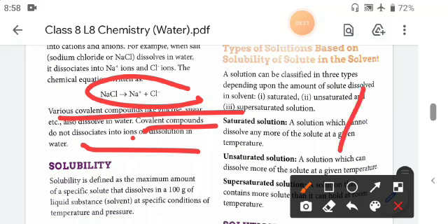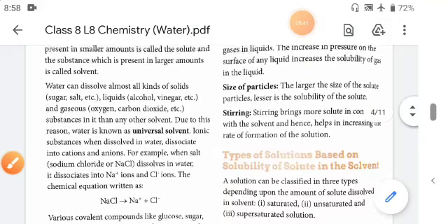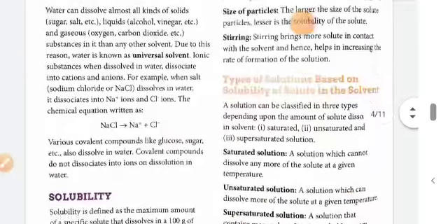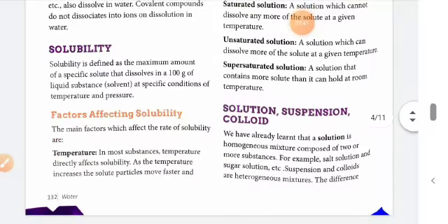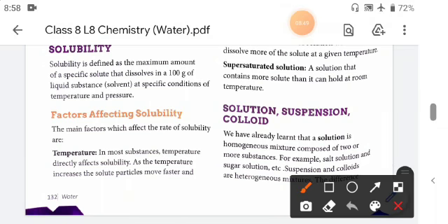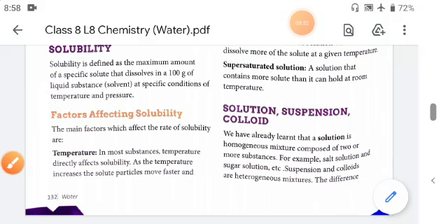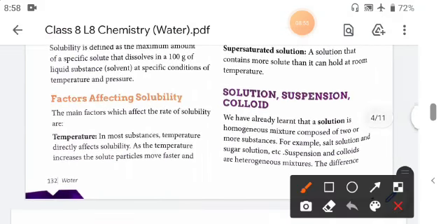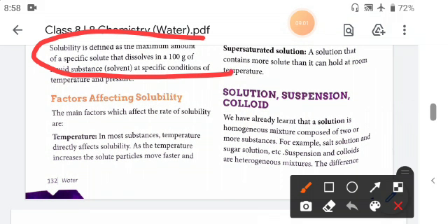Okay, now solubility. About this solubility of water, here we will discuss. So what is solubility actually? Solubility is defined as the maximum amount of a specific solute that dissolves in 100 gram of liquid substance. That liquid substance is called the solvent, at specific conditions of temperature and pressure. That is called the solubility.